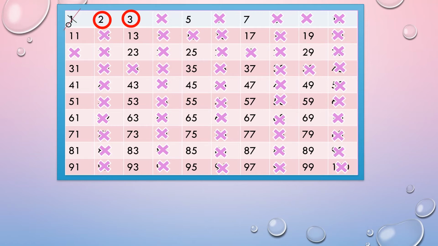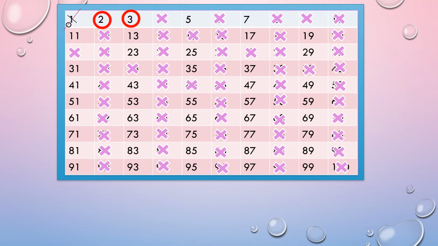Okay, add up the digits. 4 plus 1 is 5. It's not in the tables of 3. 43. 4 plus 3 is 7. It's not in the tables of 3. 45. 4 plus 5 is 9. 9 is in the tables of 3. So cross out 45.